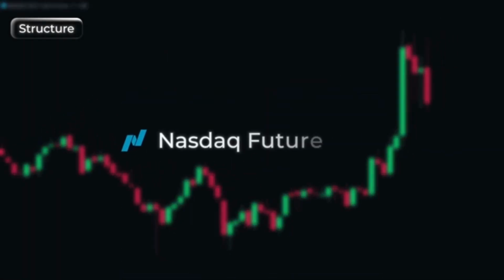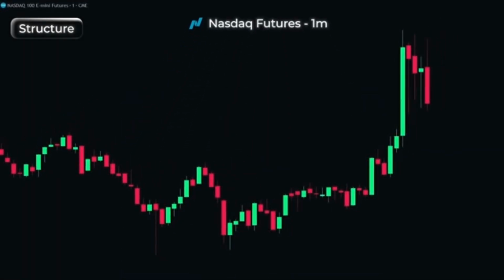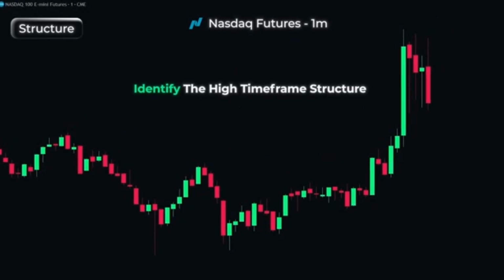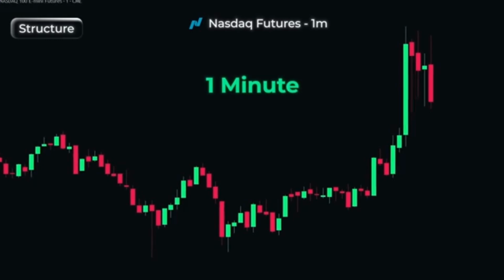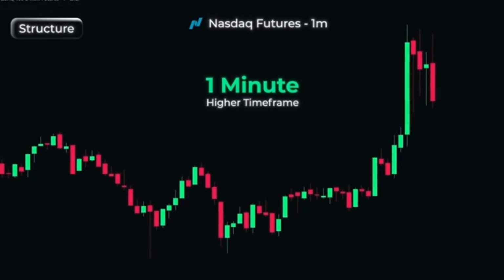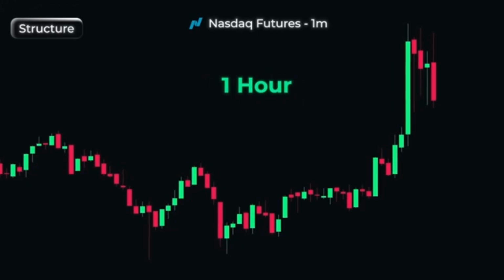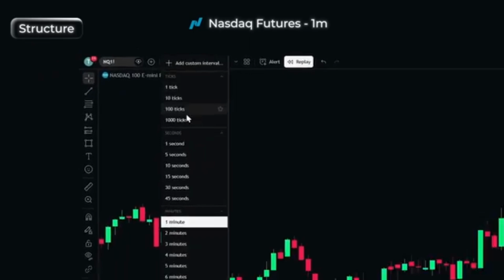Here, I'm on the NASDAQ futures chart. First, you want to start by identifying the high time frame structure. In the SLC system, we like to trade on lower time frames, like the 1 to 15-minute chart. But specifically for the structure part, we want to go up to a higher time frame, like the 1-hour chart, and identify its structure there. So, let's switch to the 1-hour chart.